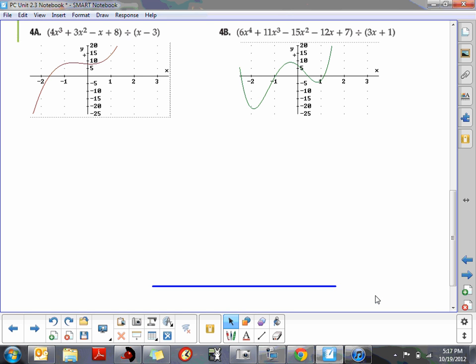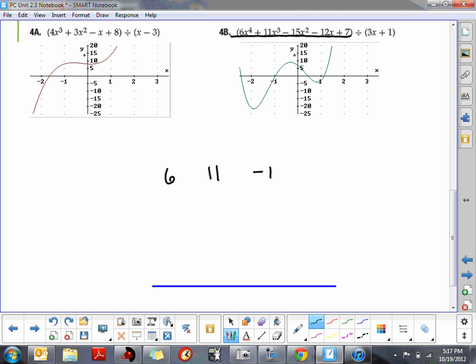Okay, priority number 1 is to make sure they're written in standard form. We've got a 4, 3, 2, 1, 0, so they're all in order, so I need to pull out a 6, an 11, a negative 15, and then I want to pull out a negative 12, and then pull out a 7. The divisor that we're going to divide by, and this is where we've got a little bit of a twist in this, it's 3x plus 1.